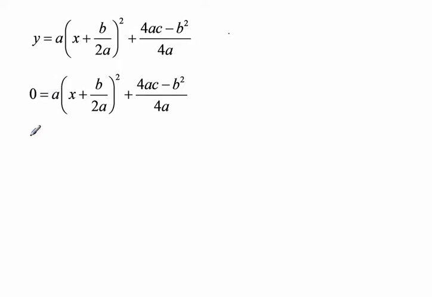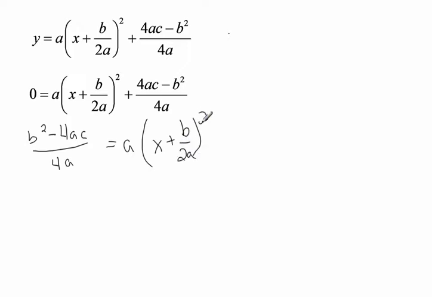Alright, now I'm going to write it now. On this side I've got b squared minus 4ac all over 4a. And that's going to be equal to a times a quantity x plus b over 2a squared. Now to continue to isolate the x, I'm going to multiply both sides by 1 over a. When I multiply this term by 1 over a, it becomes b squared minus 4ac over 4a squared.